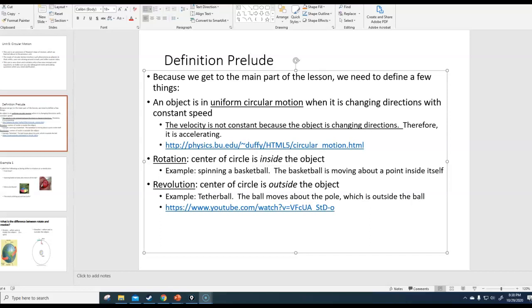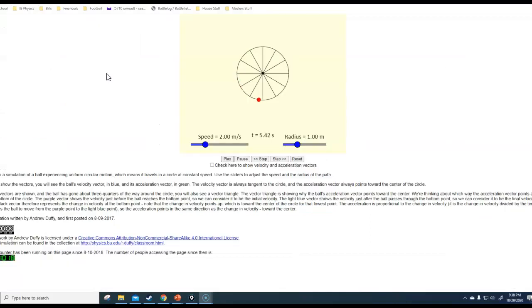Okay, so let me show you an example. Okay, so this would be an example of uniform circular motion. You can see the ball is going around in a circle, and the speed is not changing. It's not going any faster or slower, but it is changing direction. And just to show you what that looks like, you can see here the blue arrow represents the velocity of the ball. And you can see, even though it's not going any faster or slower, the direction of the arrow is clearly changing as it goes around. Okay, and so this is an example of uniform circular motion.